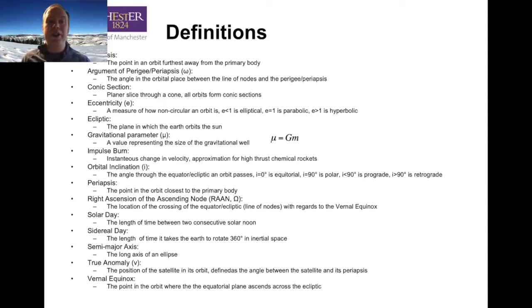Argument of perigee or periapsis, which is listed as omega, is the angle in the orbital plane between the line of nodes and the perigee or periapsis. So the line of nodes is the nodes of that orbit. We'll show you some diagrams of that in a little bit.